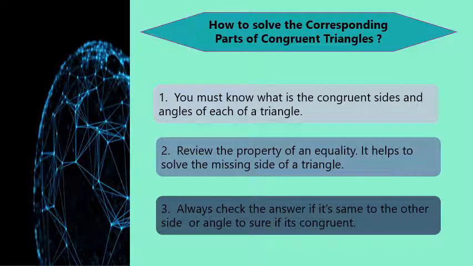So after number 2, number 3 is you have to check if your answer is correct by making sure that the congruent side is similar to the other sides. For example, BC is 5. Then if you get the value for x, you must know that the congruent side is also 5 for the other sides of the triangle.